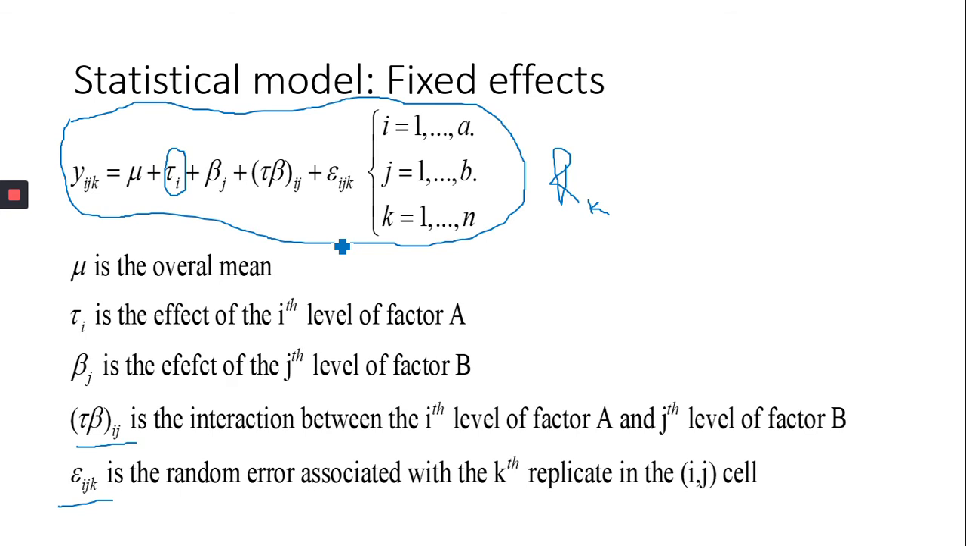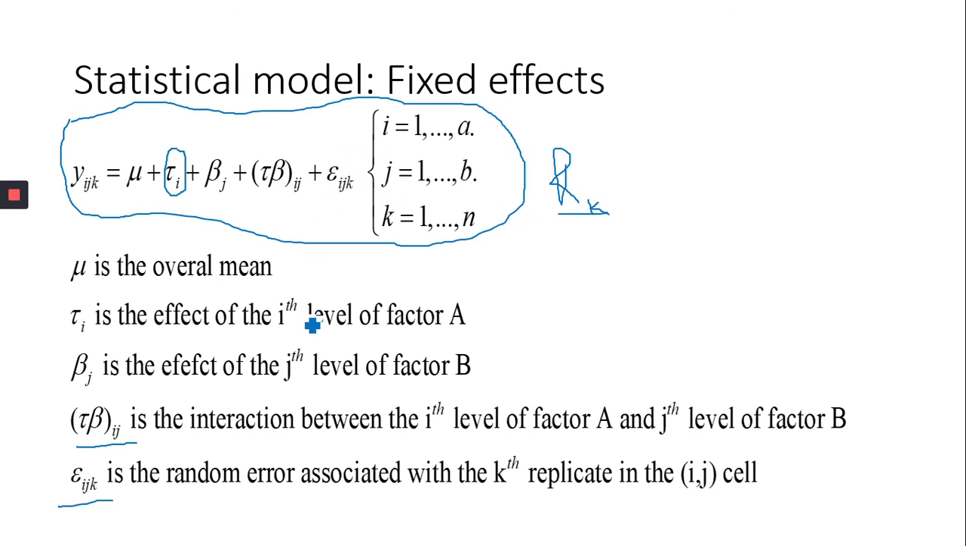So you can easily tell from here that the yield of the ith variety, jth nitrogen level in the kth replicate is partly constant, but will depend on the ith variety. It will also depend on the jth nitrogen level, and of course on the interaction between the variety and the nitrogen level, and also the replicate in question as well as the error.